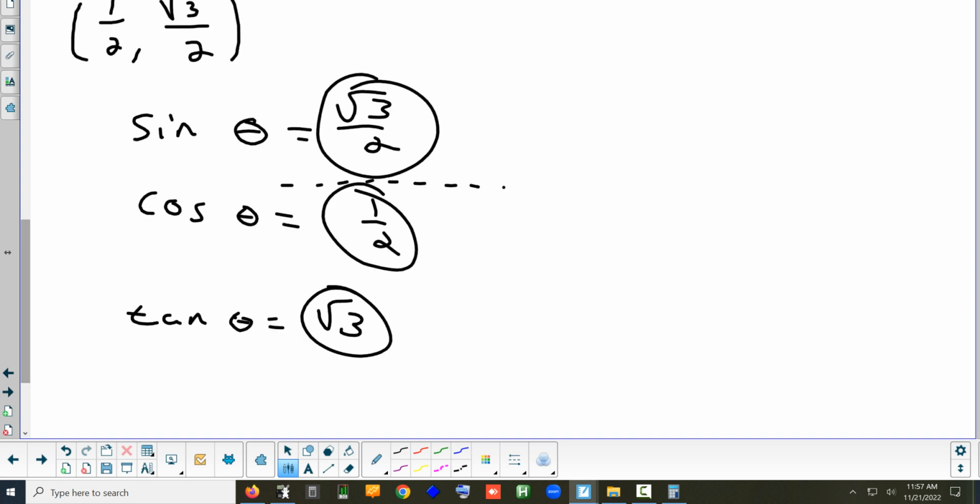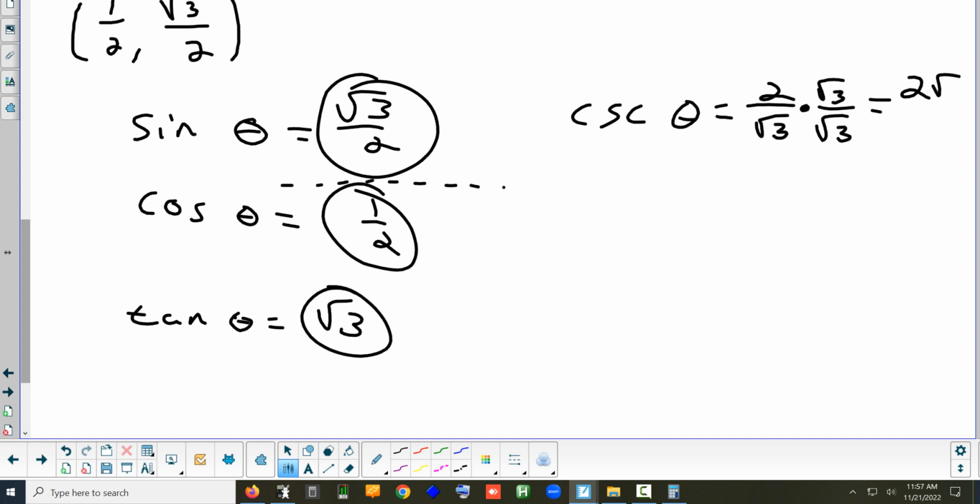Okay. How about my cosecant? 2 over the square root of 3. But what's wrong with that? You have the radical in the denominator. Yeah, we don't want to leave the radical in the denominator. So what do you multiply by to fix it? Square root of 3. And what does that give me? 3. So 1 times 2 times square root of 3, and then over 3. Fixing the radical in the bottom is more of an algebra 2 thing, but you always have to rationalize your fraction.